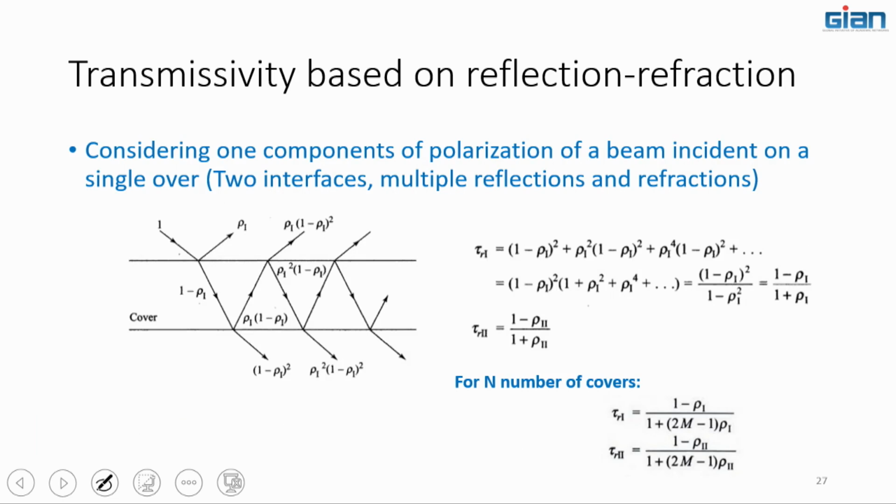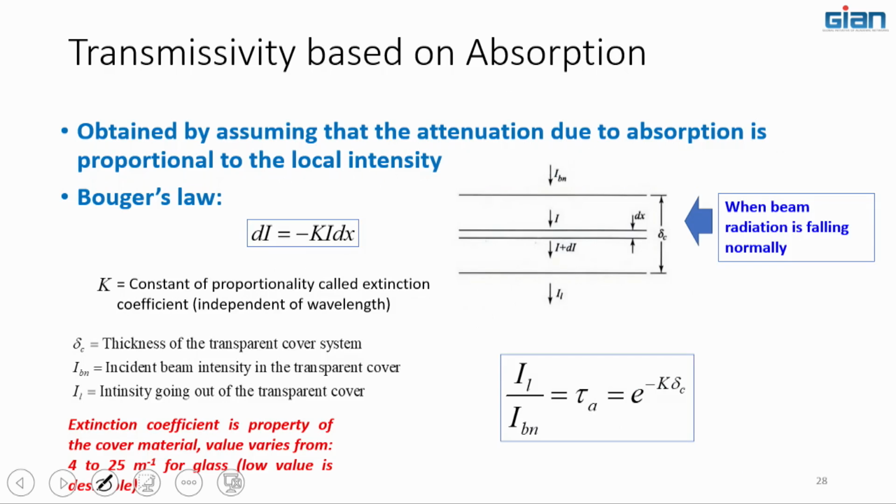As I explained before, radiation comes here, it is transmitted, again it reflects internally, and then some of the radiation goes out. So what we really want is the sum; this much is actually contributing to the heat effect. This is an infinite series, and we can sum it, and finally for n number of covers we can develop the mathematical expression for tau R1 and tau R2, because you don't know how many covers are required to optimize the performance. That's how we can get the expression, where M stands for the number of covers.